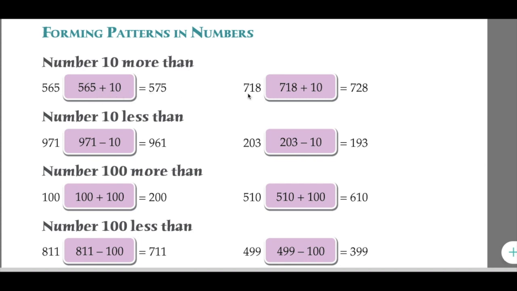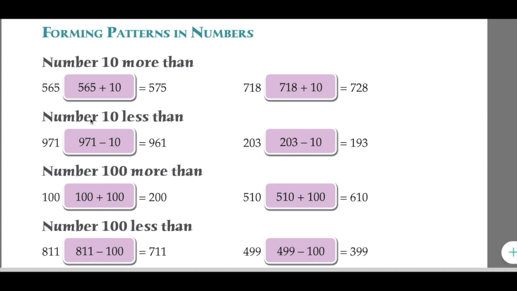So next number is 718. When you add 10 to 718, you will get 728. So this pattern shows what number you will get when you add 10 to a particular number. So there are patterns of adding 10 to a number, that is plus 10.